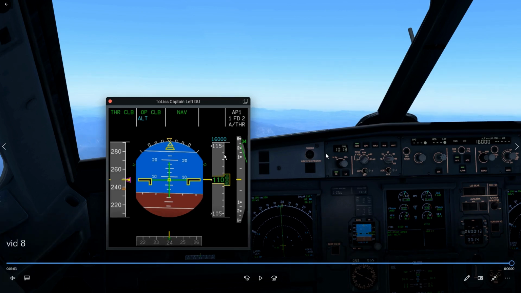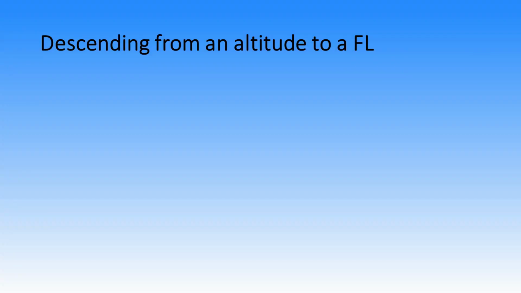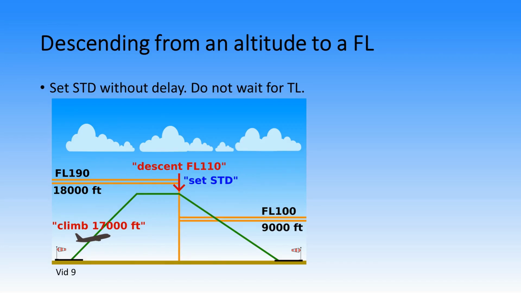You already passed that. So again, this is a very non-standard situation, but it does definitely happen for real. Rarely, but it does happen. Next, descending from an altitude to a flight level. Again, this is unusual because normally it's the other way around. So in this case, set standard without delay. Do not wait for the transition level.